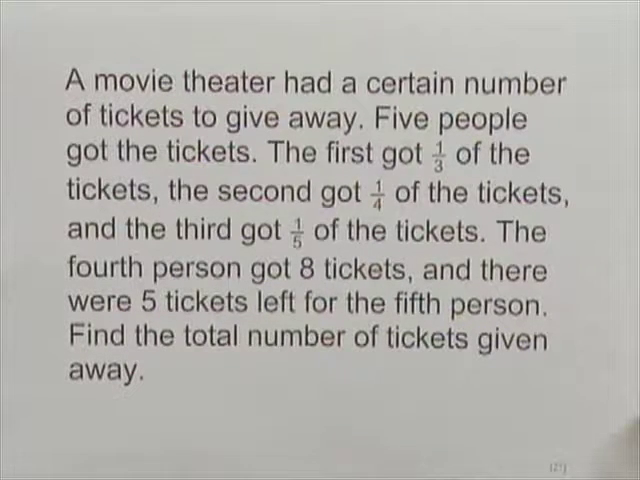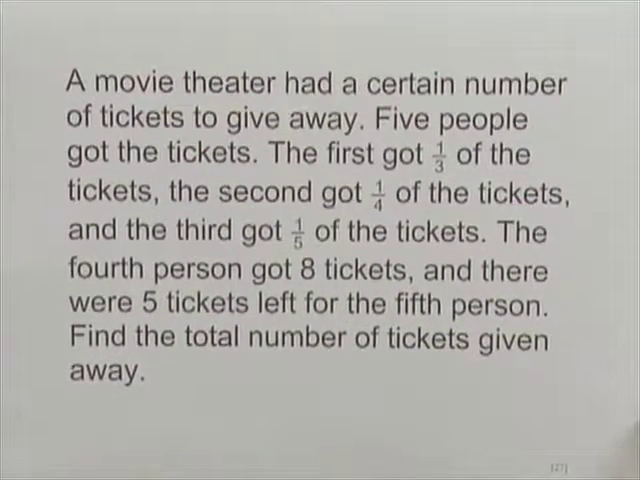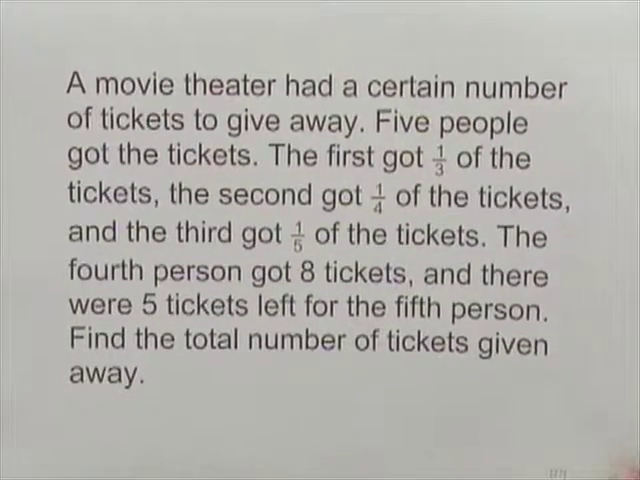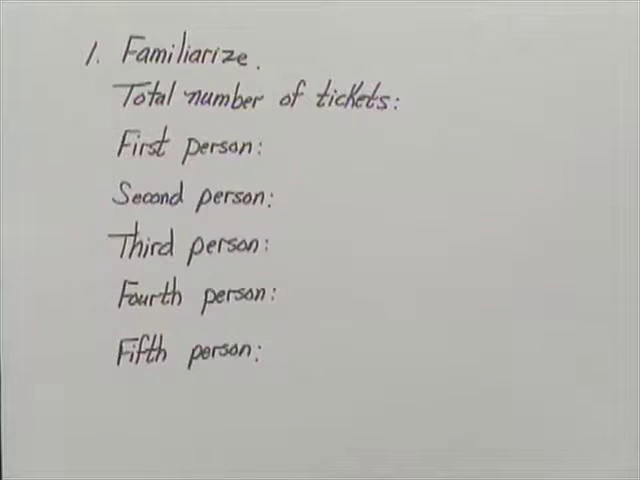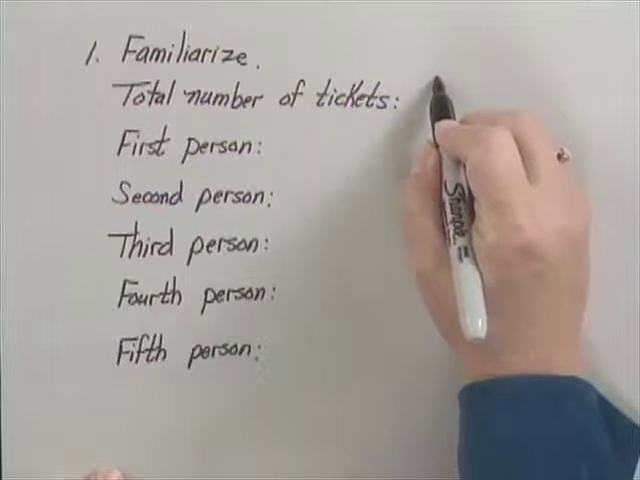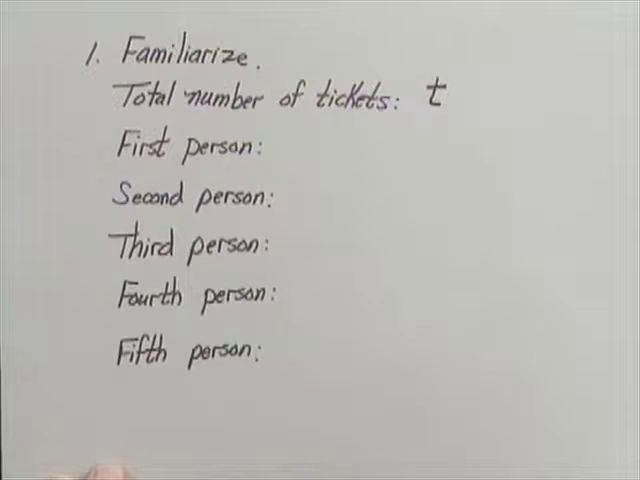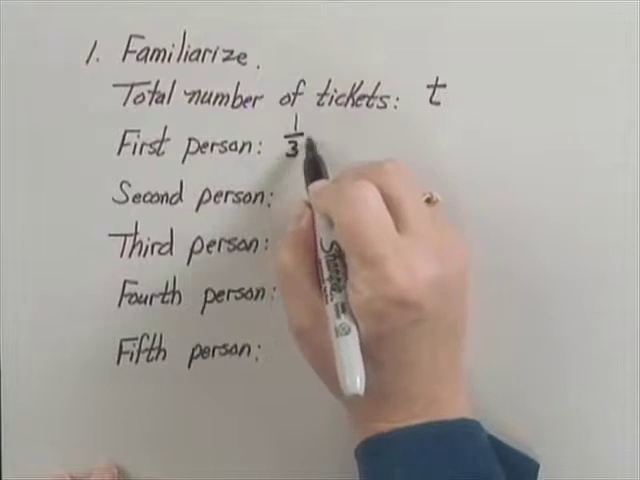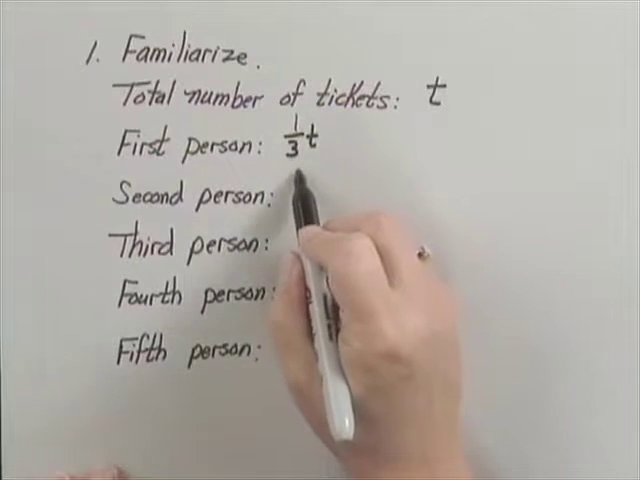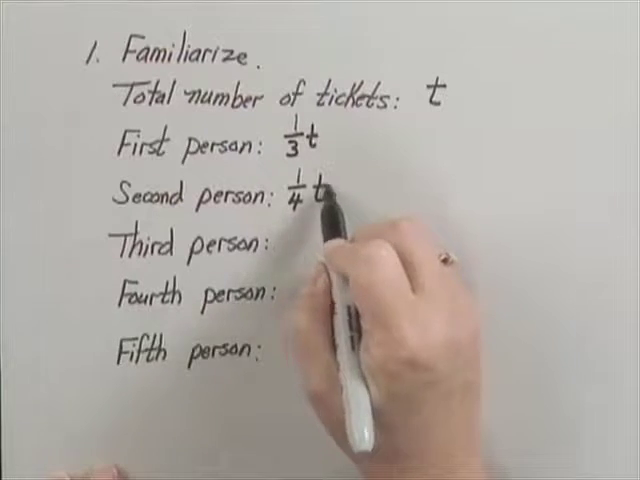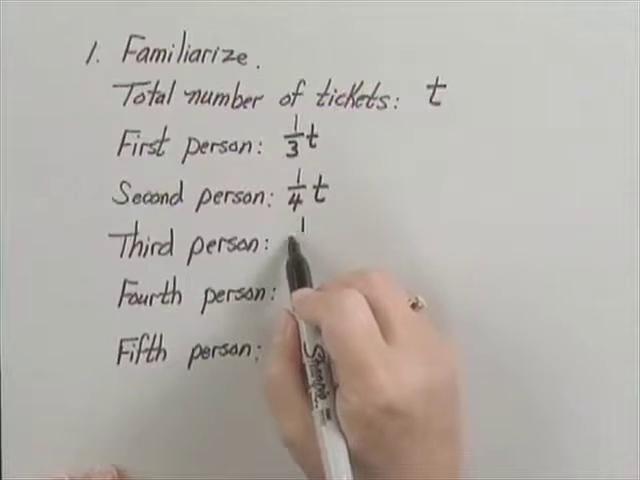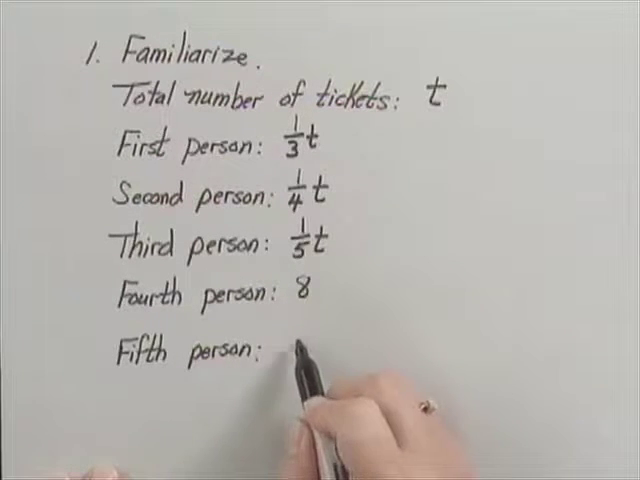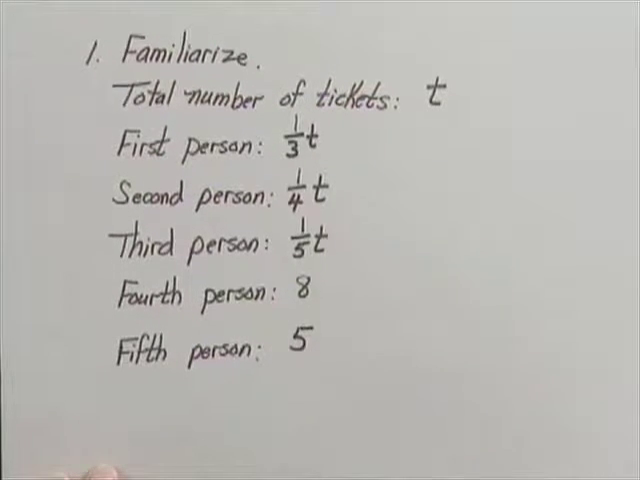We'll begin by familiarizing ourselves with the problem situation, and we'll start by assigning a variable to what we're asked to find, the total number of tickets given away. So the total number of tickets, we'll let that be represented by T. The first person got 1/3 of the tickets, so that would be 1/3 of T. The second person, 1/4 times T. The third person, 1/5 times T. The fourth person got 8 tickets, and the 5th person got 5 tickets.